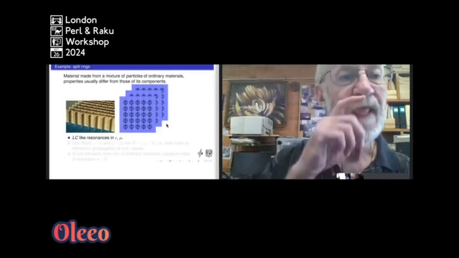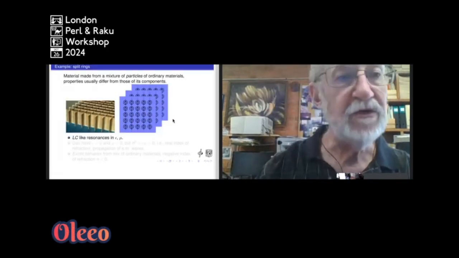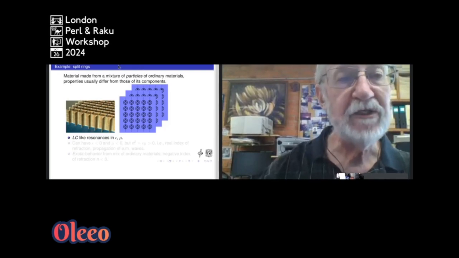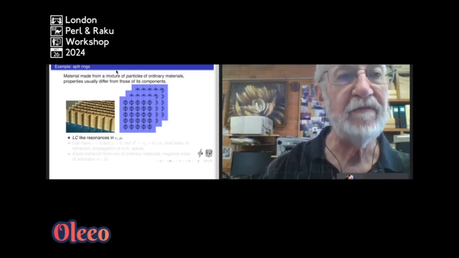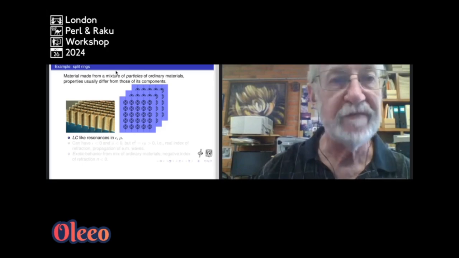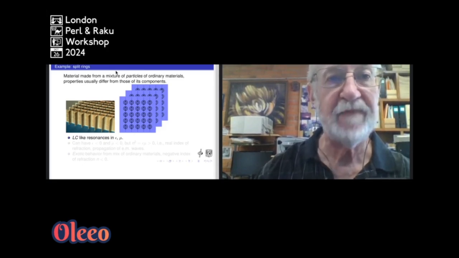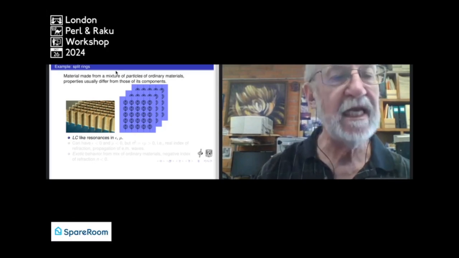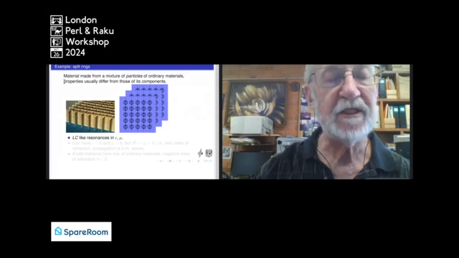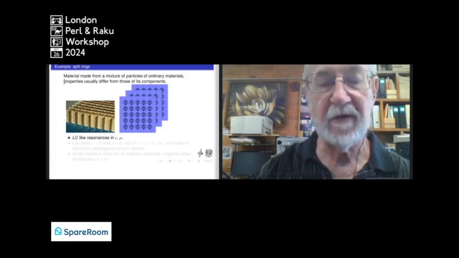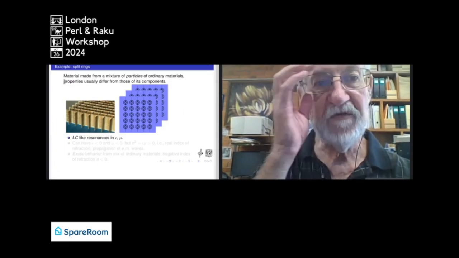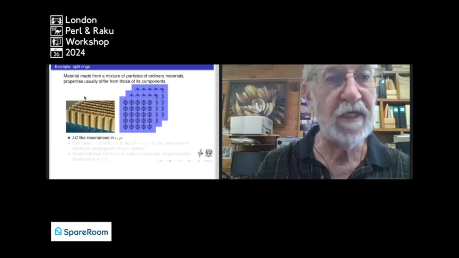So what is a metamaterial? A metamaterial is a material made by a mixture of other materials, for example, particles of one material within a given matrix made of other materials, and it has electromagnetic properties that might be very different from the properties of the components.